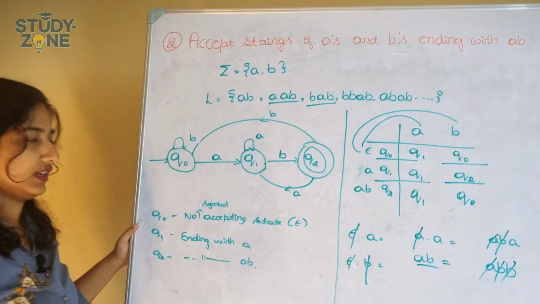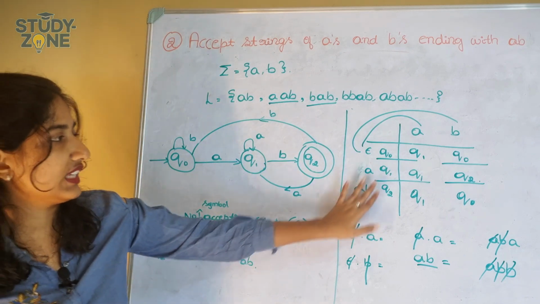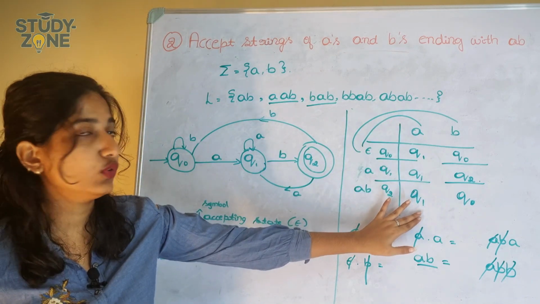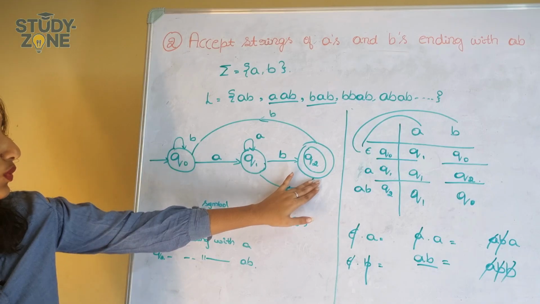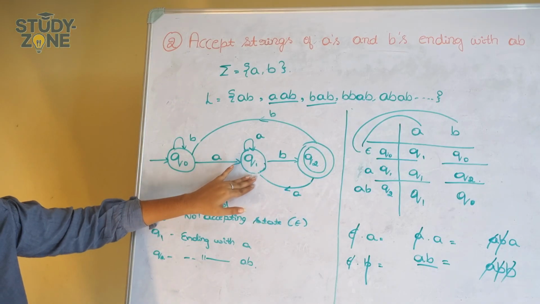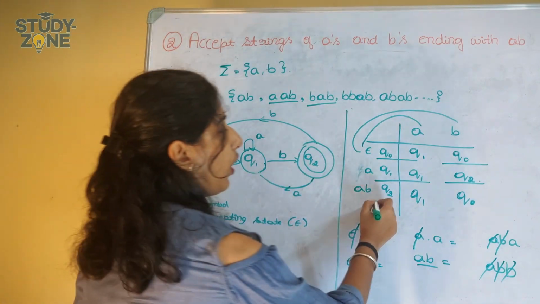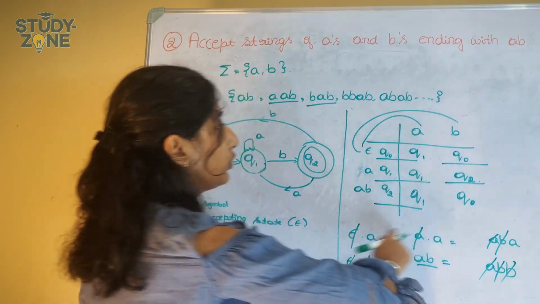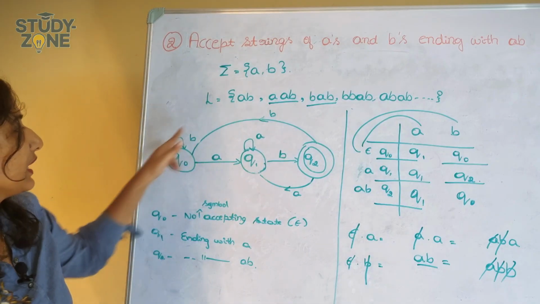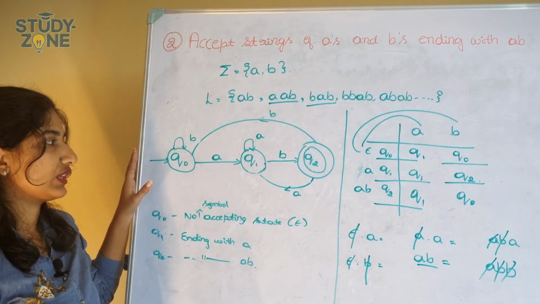This is also right. And when Q2 gets A, it should move back to Q1. Q2 on A is moving back to Q1. So it is right. And Q2 on B, it is moving back to Q0. Q2 on B, it is moving back to Q0.